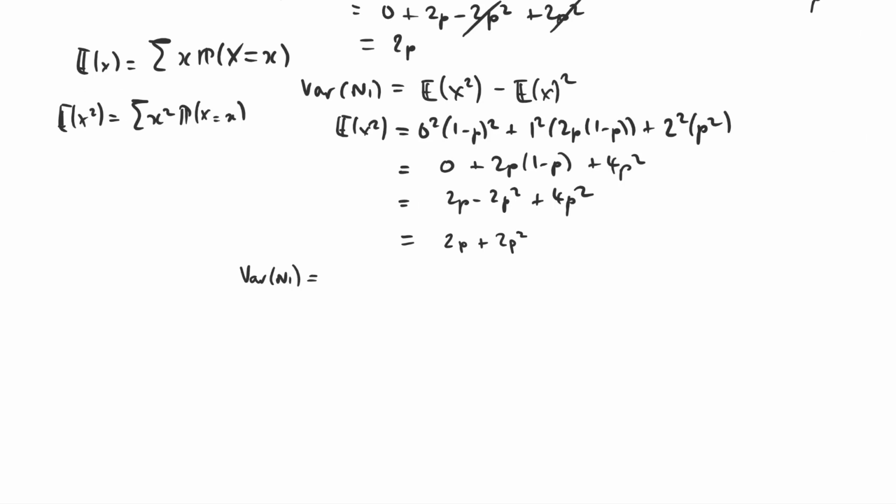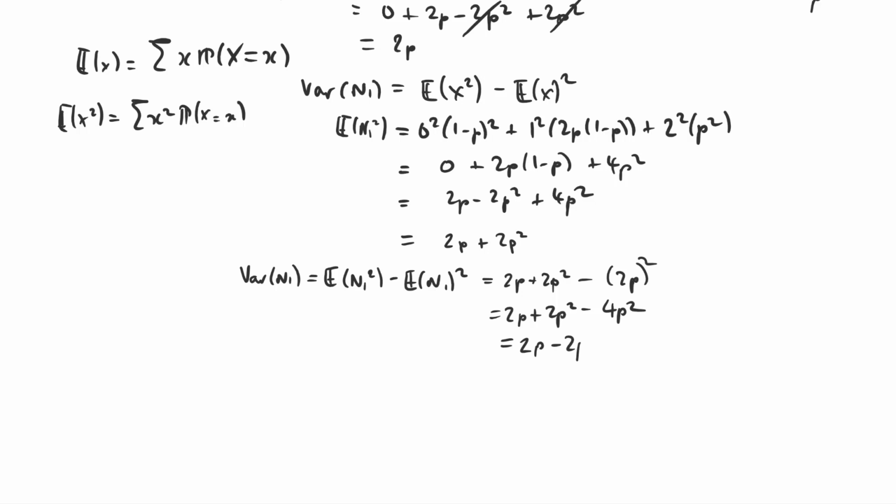Then the variance of N1 is, I've said x squared and x here, but I mean the expectation of N1 squared minus the square of the expectation of N1, so perhaps I should also have written expectation of N1 squared. So that's 2p plus 2p squared, and the expectation of N1 was 2p, so that's (2p) all squared. So that's 2p plus 2p squared minus 4p squared, so that's 2p minus 2p squared, which is 2p(1 minus p) as required.